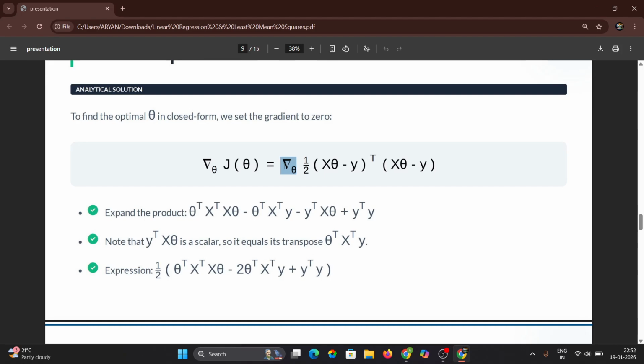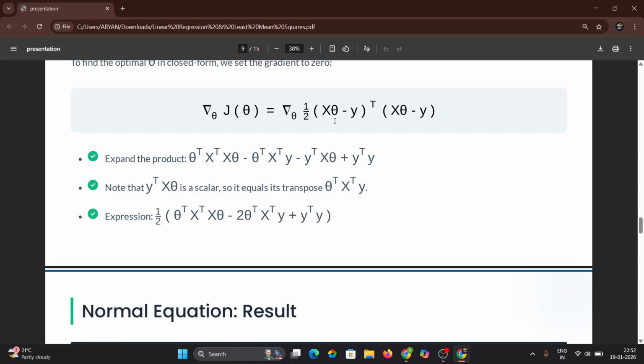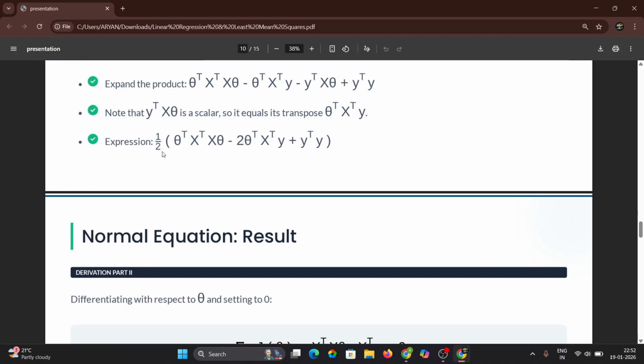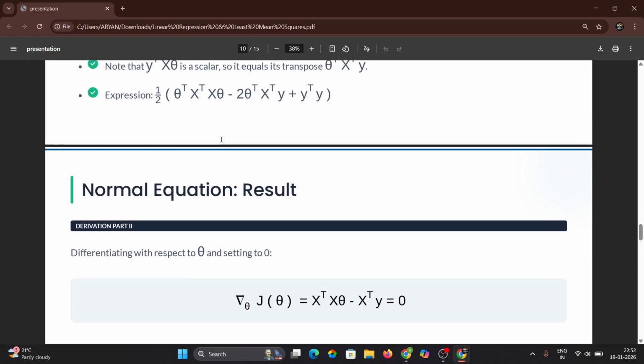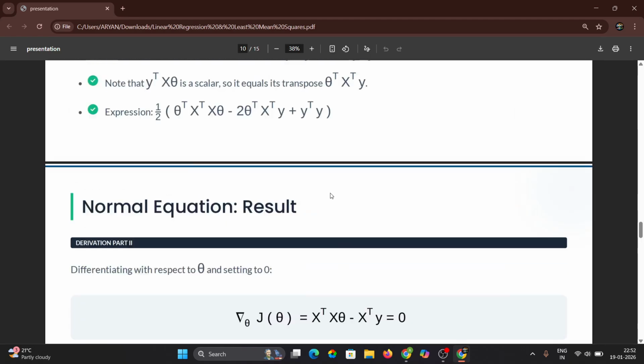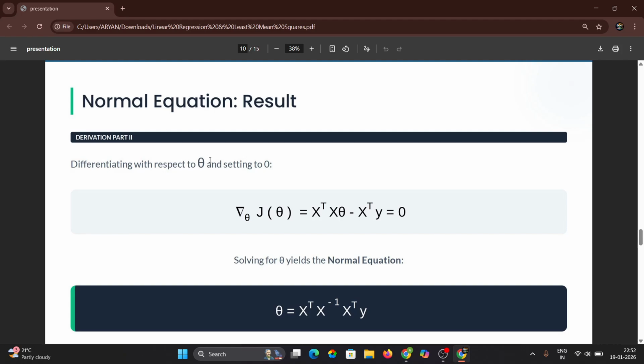Now we will differentiate it with respect to theta. First we expand it. After expanding, we note that this value and this value are both scalars, so they combine into 2 theta transpose X transpose y. Now we multiply 1 by 2 inside, and after differentiating with respect to theta, we get X transpose X theta minus X transpose y, and then setting it to 0.